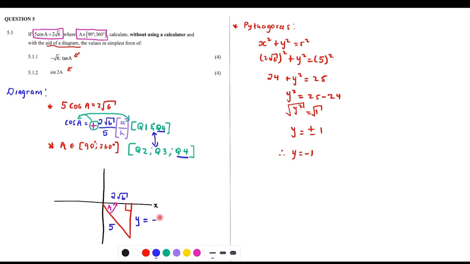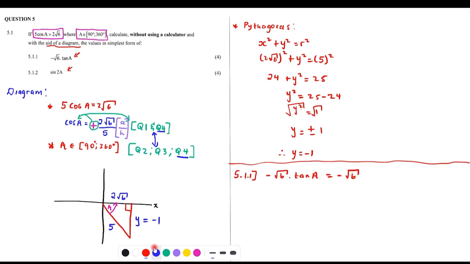Then from here we're going to go into our question. So what was our question? Let me just hide this. Our question was, we need to find out 5.1.1, what is the value of minus square root 6 times tan a. So the value for this will be equal to minus square root 6 times tan a.